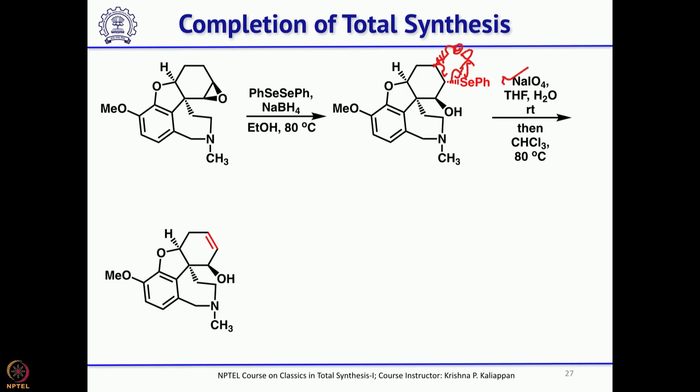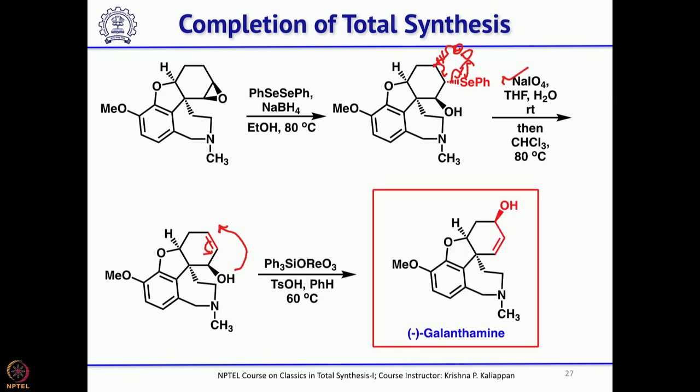Okay. So if you look at this, you got an allylic alcohol, but that was not the one which you wanted. Basically the alcohol should be here and then the double bond should be here. So that is galanthamine, isn't it? So that transposition should take place. How does the transposition take place? So there is a reagent where you can use this type of rhenium trioxide substituted compound that is known to rearrange such things.